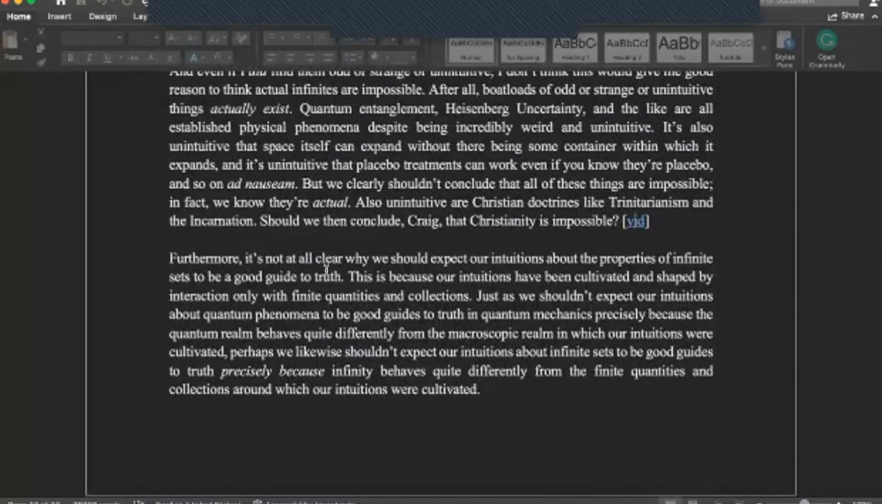Furthermore, it's not at all clear why we should expect our intuitions about the properties of infinite sets to be a good guide to truth. And this is a point that I was making earlier in the video. This is because our intuitions have been cultivated and shaped by interaction only with finite quantities and collections. Just as we shouldn't expect our intuitions about quantum phenomena to be good guides to truth in quantum mechanics, precisely because the quantum realm behaves quite differently from the macroscopic realm in which our intuitions were cultivated, perhaps we likewise shouldn't treat our intuitions about infinite sets as good guides to truth, precisely because infinity behaves quite differently from the finite quantities and collections around which our intuitions were cultivated.